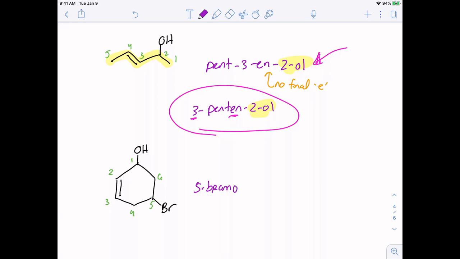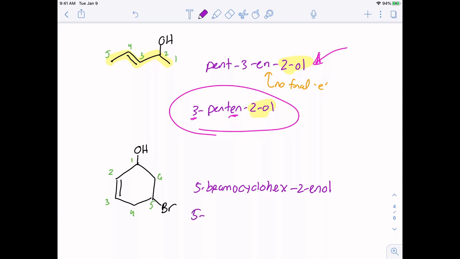And then because it's cyclic and I only have 1 alcohol group, I don't have to put the 1 for the alcohol group. You can, it's not wrong, but you don't need it. So I have 5 bromo, and then I'm going to use the newer method. Cyclohex, and then 2 ene, and then ol. Again, you're not putting that final E there because it's not the end, it's an enol. You could put 2 ene-1 ol, but because it's cyclic again, and because I only have 1 hydroxyl group, you don't need to put it there.